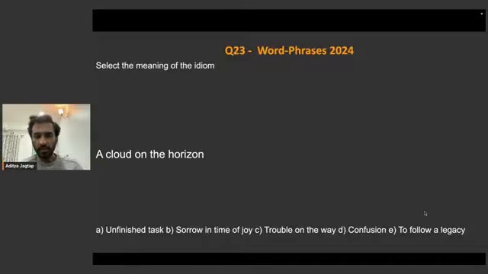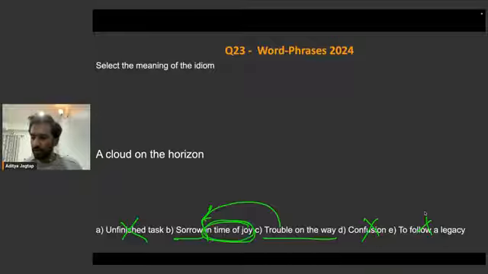So unfinished tasks, sorrow in the time of joy, confusion to follow legacy. Confusion is invalid. To follow legacy makes no sense. Unfinished task also makes no sense. Sorrow or trouble on the way, these could make sense. Sorrow in the time of joy makes option B incorrect.